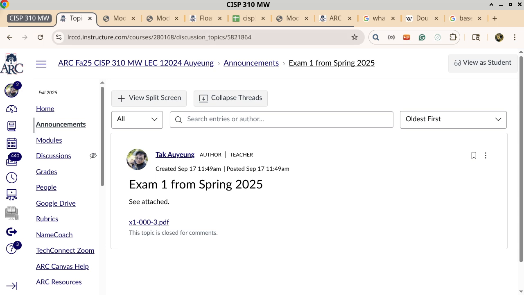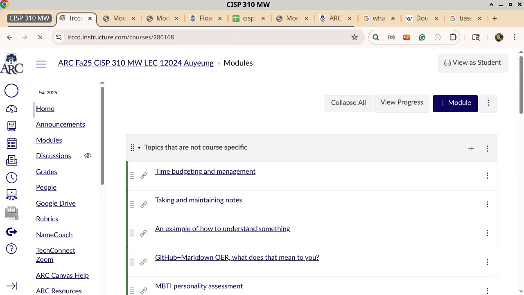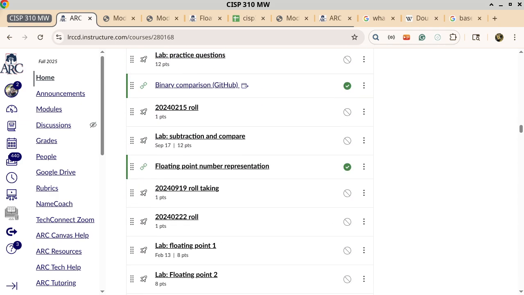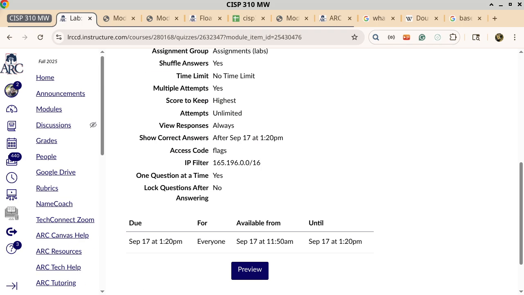And I'll give you the lab for today, which is about borrowing and it's about binary comparison, I think. Let me scroll to the right one. Yep, it is subtraction and compare. And I'm gonna turn it on and give you the access code. The access code is flags. So this one has to do with the borrow flag, the sign flag, the carry flag, and also the overflow flag. So you might want to bring up your notes when we talk about flags or binary comparison.